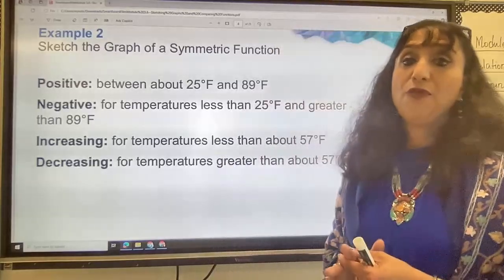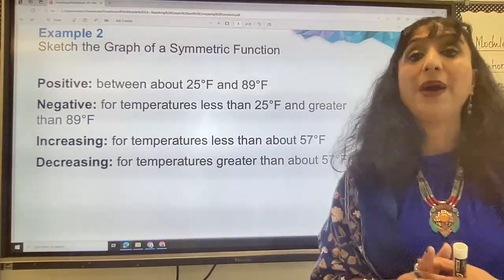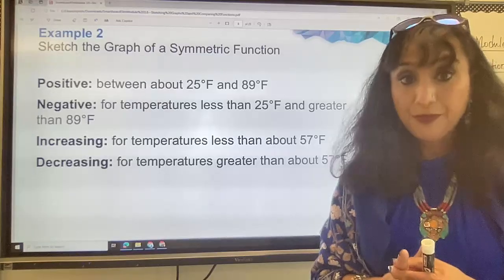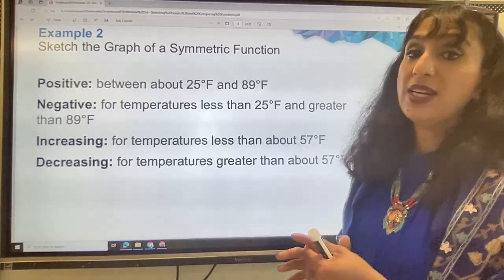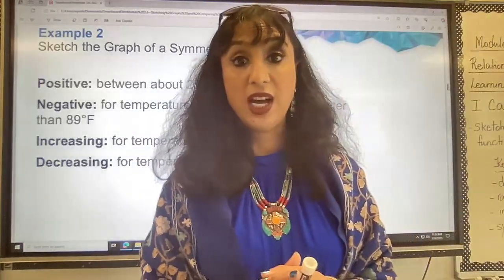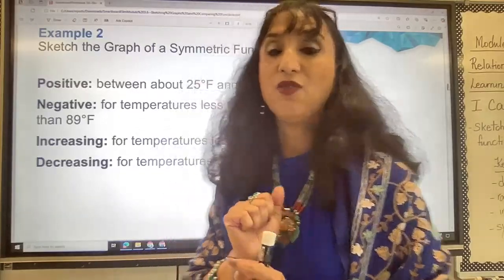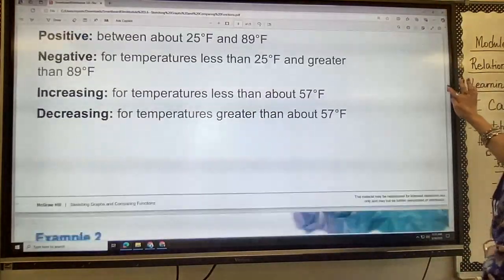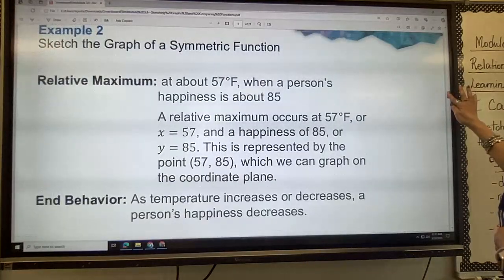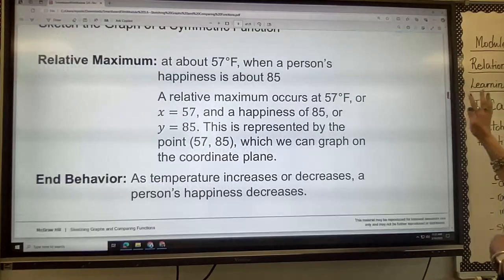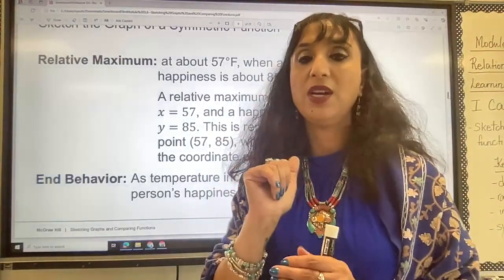Then increasing for temperatures less than about 57 degrees. And then it's telling us that it's decreasing for temperatures greater than about 57 degrees Fahrenheit. So it's provided us these key features, and looking at this, we are going to create a graph. Okay, so here is some more stuff that is provided. It's giving us the relative maximum. And the relative maximum, because we said it's increasing to 57 degrees and then going down after that.